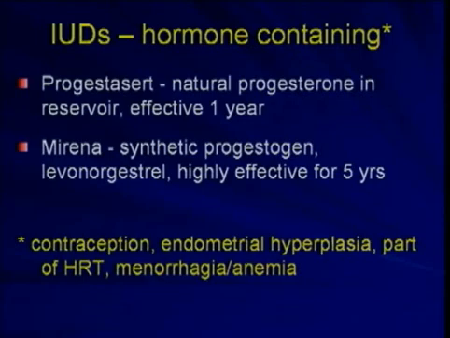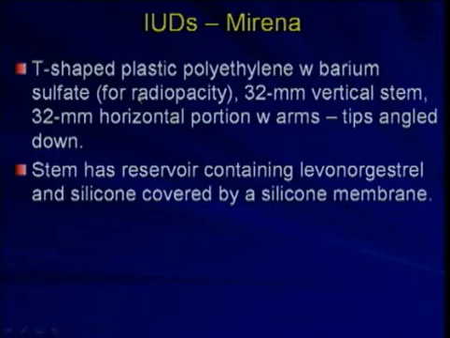Finally, the hormone-containing IUDs are used for contraception, endometrial hyperplasia treatment as part of hormone replacement therapy, and the treatment of menorrhagia and anemia. Of these, the one most likely encountered is the Mirena, which includes a synthetic progestogen, levonorgestrel, which is highly effective for 5 years. Another one is the Progestasert. Now, the Mirena IUD is T-shaped plastic polyethylene with barium sulfate for radiopacity.